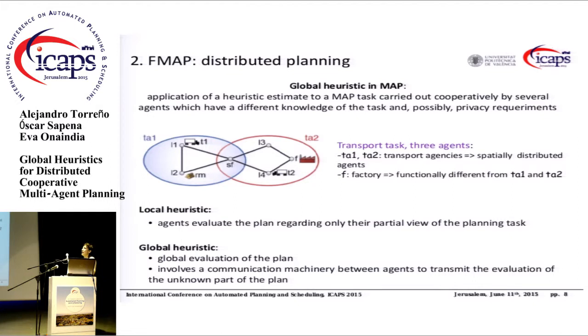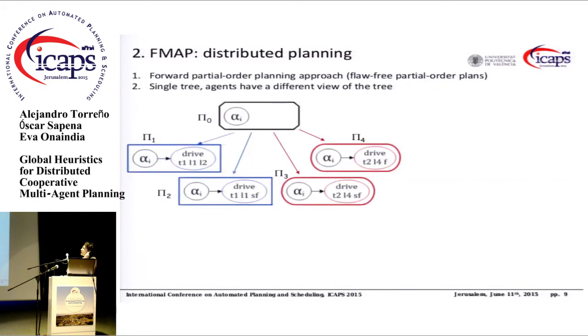So if we apply local heuristics, then each agent will only be able to evaluate the part of the planning task that they view. However, if we want a global evaluation of the plan, then this involves some communication machinery between agents to transmit the information and the evaluation of the unknown parts of the plan. So FMAP is a forward partial order planner.